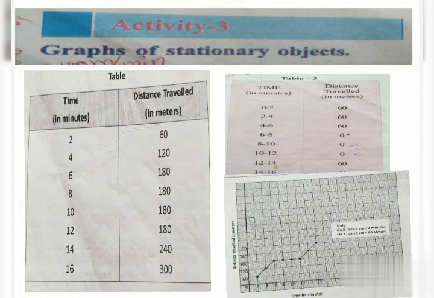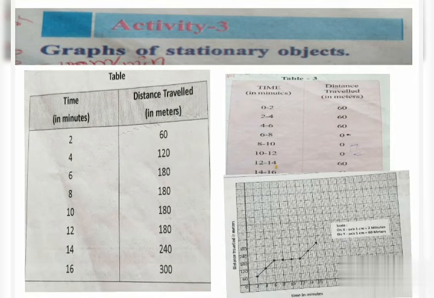Next, after 14 minutes she travelled 60 meters distance, which means 180 plus 60, 240 meters total distance covered. Next, after 16 minutes she travelled 60 meters more. This 60 plus the previous 240, a total of 300 meters distance she covered. Copy table 4 in your notebook, fill the blanks and use the data from table 4 to draw a graph of Bhumika's journey.